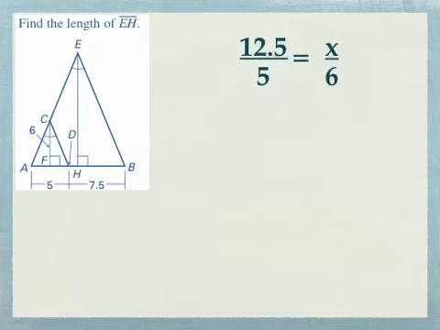Just like with any other proportion that we've talked about, we can cross multiply and we get 75 equals 5 times x. Divide both sides by 5 and you get x equals 15, which means the length of EH would be 15.